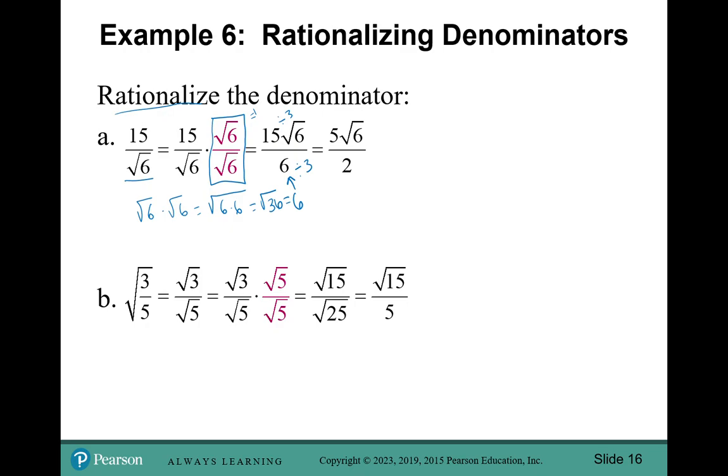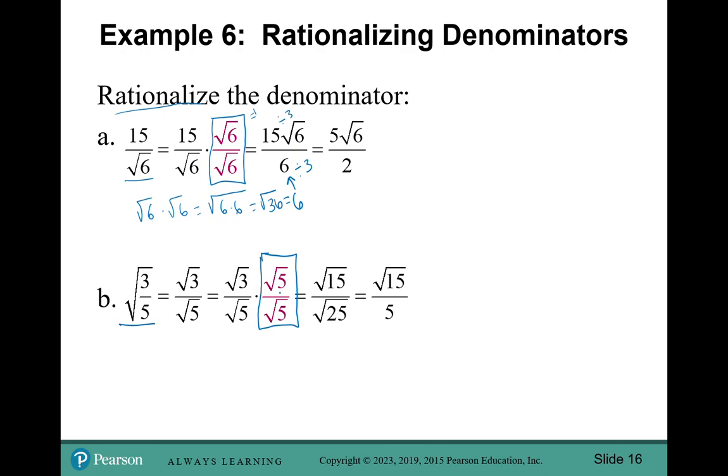Now, it wants me to rationalize the denominator in the second one, and the original one they give me is the square root of 3 over 5. The reason they want me to rationalize this is technically we have a radical in the denominator, because it breaks down to the square root of 3 over the square root of 5. I want to get rid of this square root of 5 in the denominator, so I have to multiply by the radicand that's in the denominator, the square root of 5 over the square root of 5.